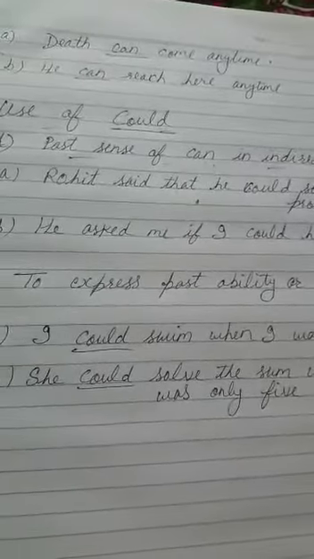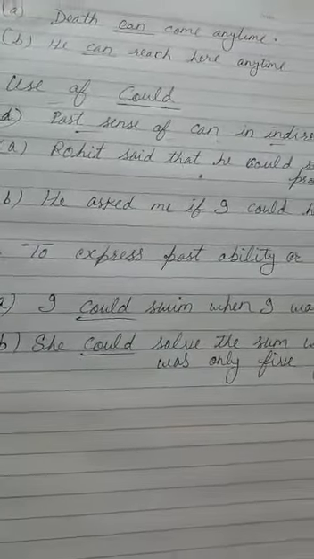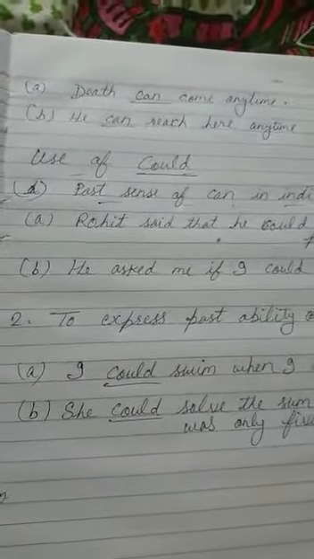Next is, second point, to express past ability or capacity, we use could in the sense of past. Example, I could swim when I was young. I could run fast when I was young. Next is, she could solve the sum when she was only 5 years old. These are the sentences of past ability.